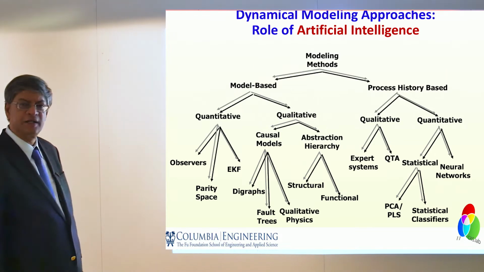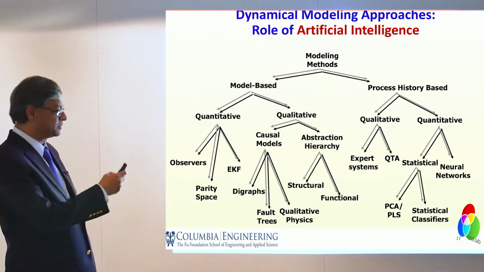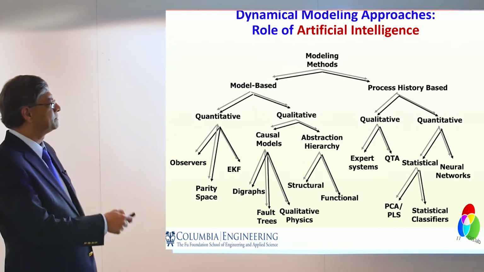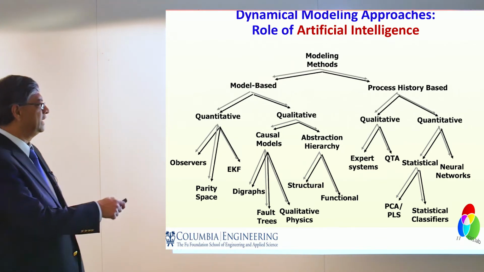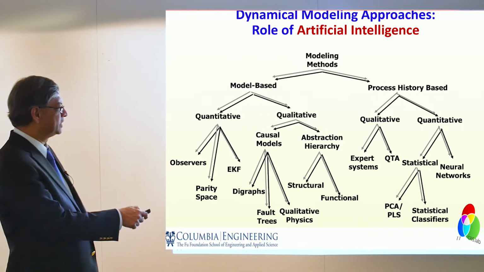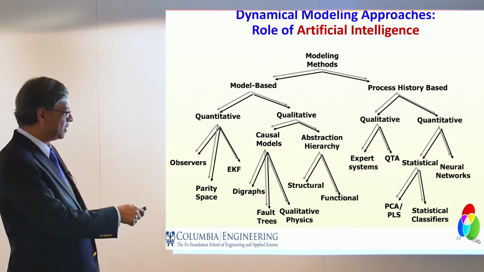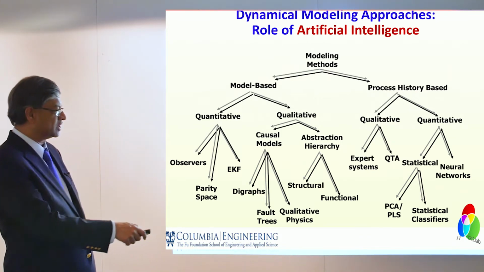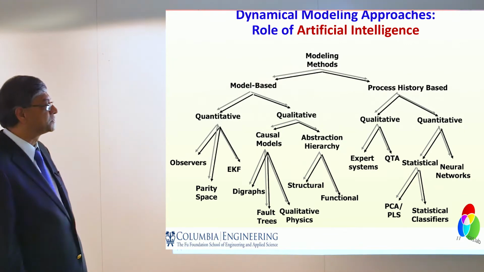This is where the various modeling choices and options come into picture, which are captured in this taxonomy. And basically there are model-based methods and process history-based methods we can use towards this automation. And each one of those has a quantitative and qualitative component, similarly on this side. And it is in the causal models area, expert systems, and the neural networks and statistical approaches. And these are the places where AI can help us.